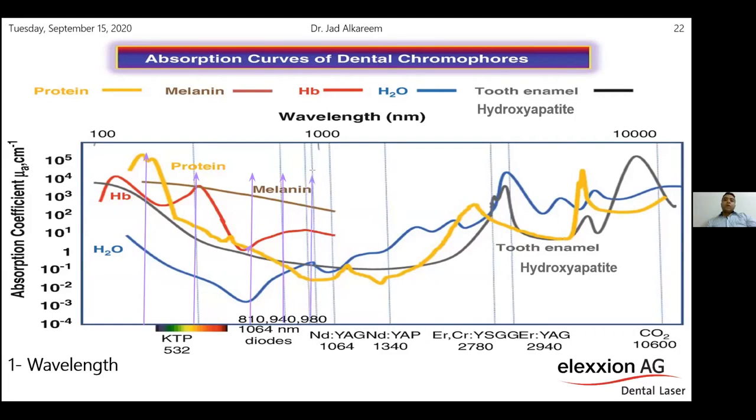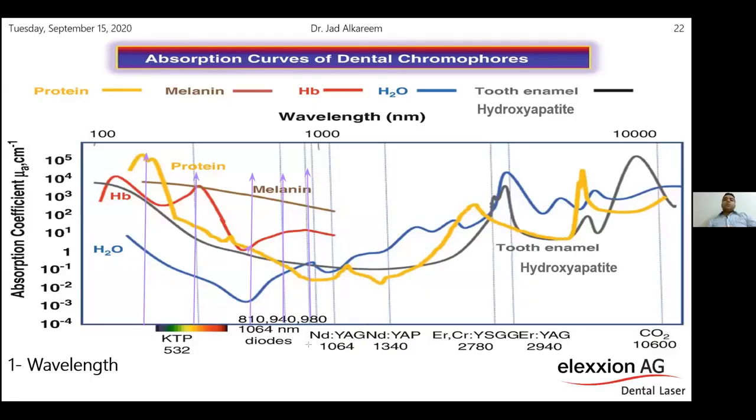Then we go to the 980. You can see the 980 also has a lower absorption into the melanin compared to the 810 and compared to the 940. But it has a higher absorption into the hemoglobin compared to the 940 and compared to the 810. And for the protein, water, and hydroxyapatite, I can say the absorption level is also almost the same.